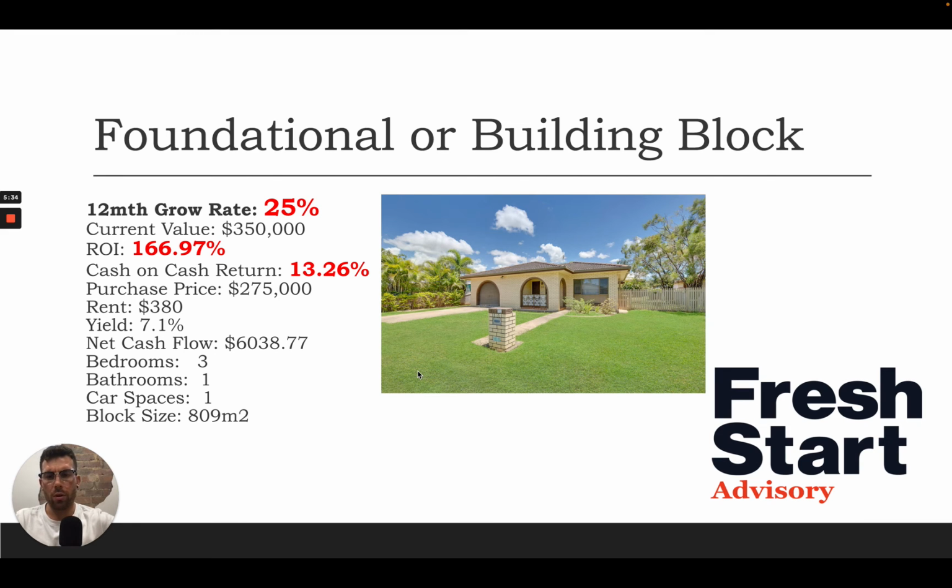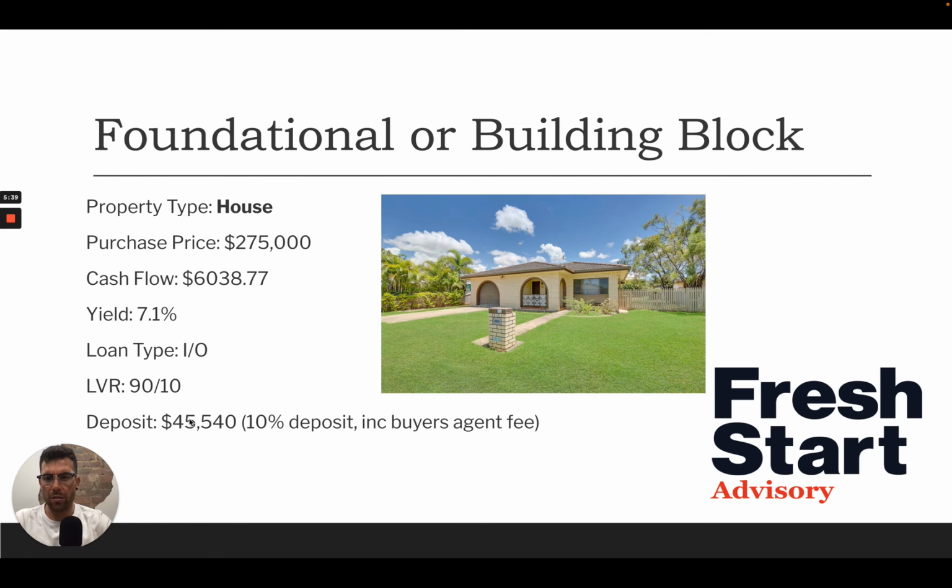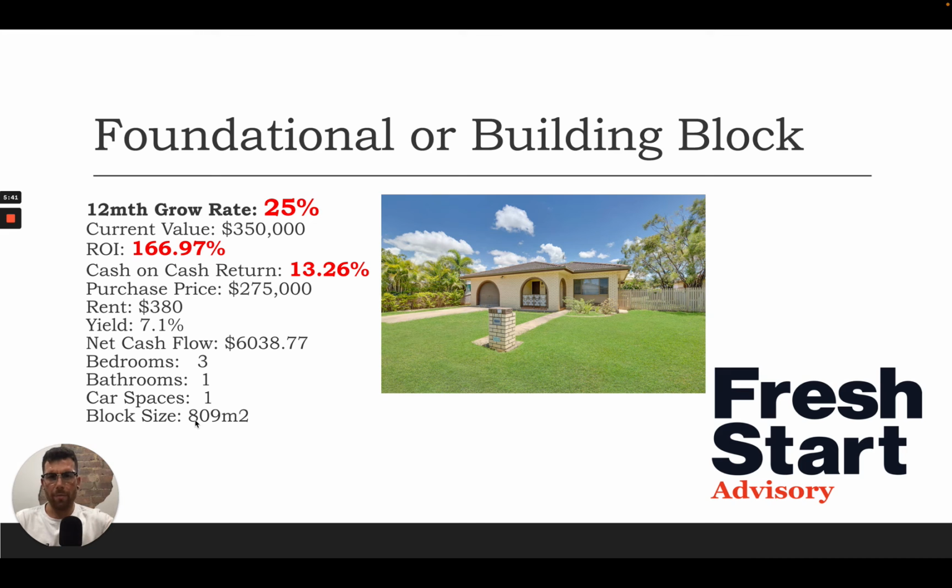Cash on cash return, very similar again. Imagine the money that he's put down, this $45,000 here. Imagine you put that in a term deposit in the bank. If you go and put that in a term deposit in the bank, do you think you're going to get 13% interest on that money? I highly doubt it. But have a look at this.